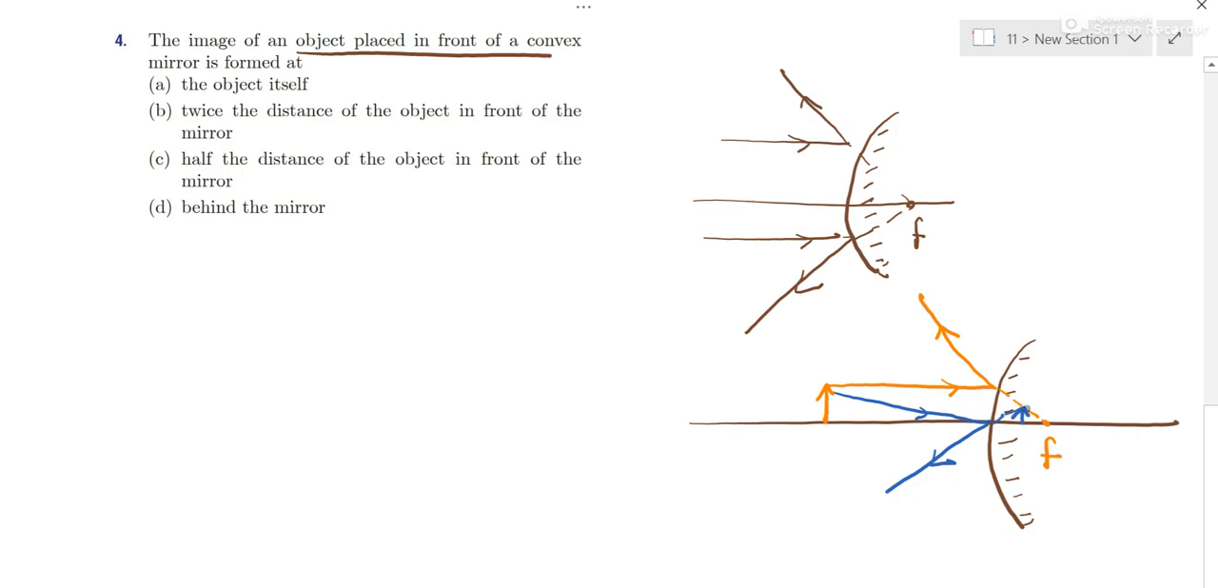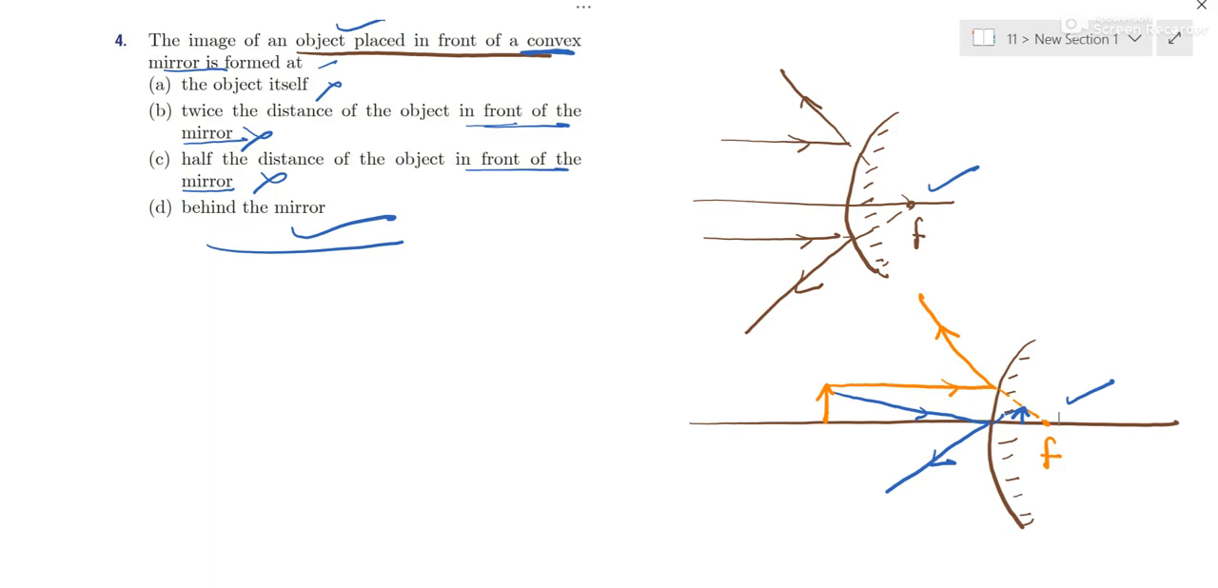So the image of an object placed in front of a convex mirror is formed at the object itself? No. Twice the distance of object in front of the mirror? In front of the mirror, though, not at all. In front of the mirror again, so not at all. Behind the mirror, yes. So answer is behind the mirror. Here also image is formed behind the mirror, and here also. There are only two cases for convex mirror.